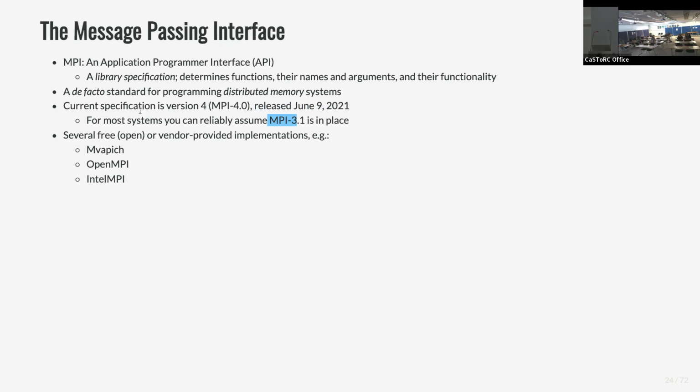So MPI is a library specification, which means that it's a document, right? It's a document that says these are the functions that MPI should implement, and then there are several implementations, like Open MPI, for example, is one implementation. So this is the actual code that implements the library, or MPICH, and there are some vendor-specific ones like Intel MPI.